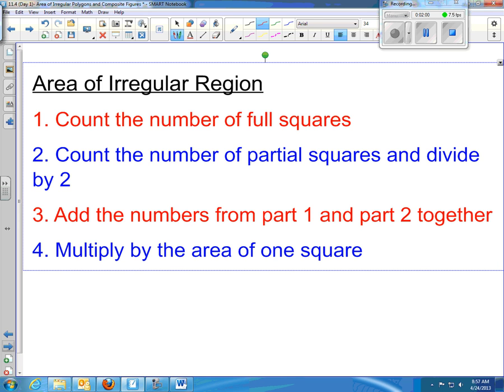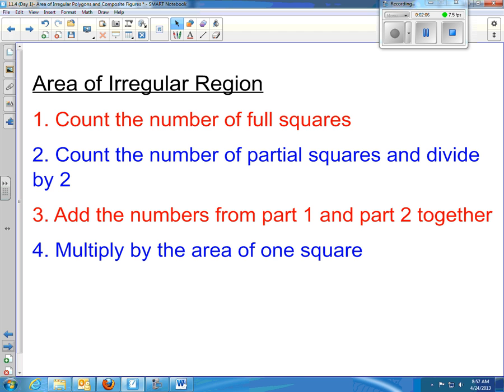So here's what we have for our area of irregular regions. First, we're going to count the number of full squares. All of our irregular regions are going to be on graph paper. We're going to count the number of partial squares and divide by 2. We're going to add the numbers from part 1 and part 2, and then we're going to multiply by the area of one square.